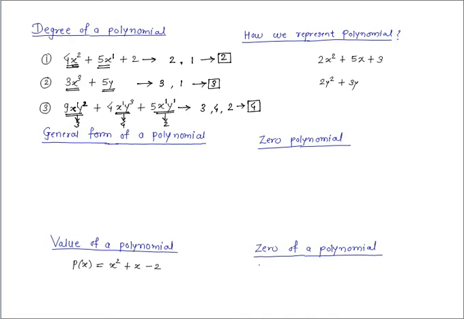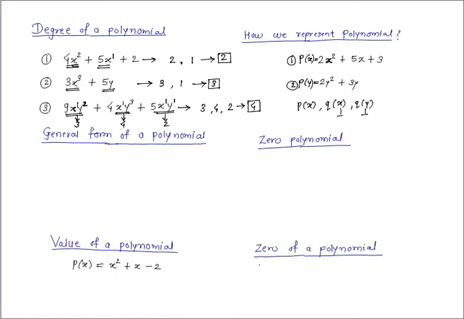Now let's see how we represent a polynomial. We have two examples given here. In the first example, we can see the variable involved is x. So we can represent this polynomial as p of x. Similarly, in the second example, y is the variable involved. Hence we can denote this polynomial as p of y. So you can take any variable like p of x, q of x, or q of y; depending upon the variable involved, we can denote the polynomial.